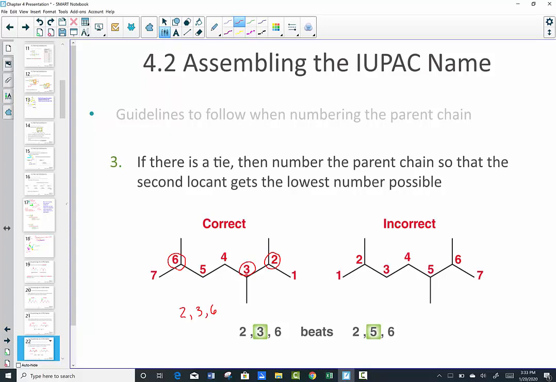One possibility. If I numbered it left to right, here's a branch at carbon 2, here's a branch at carbon 5, here's a branch at carbon 6. So see how there's a tie in the first position? Either direction got my first branch at number 2. So then I go look at the second substituent group. 3 is a lower number than 5, so I must number from right to left, making sure that I'm using the lowest possible system of numbering for all of those substituent branches.